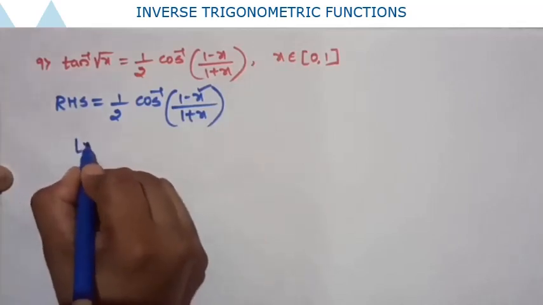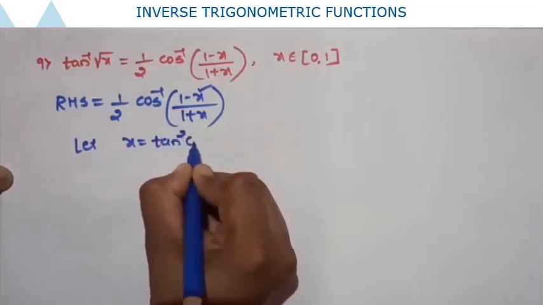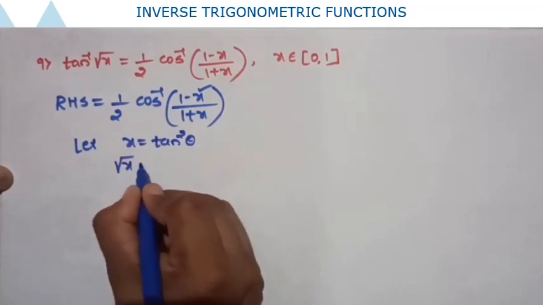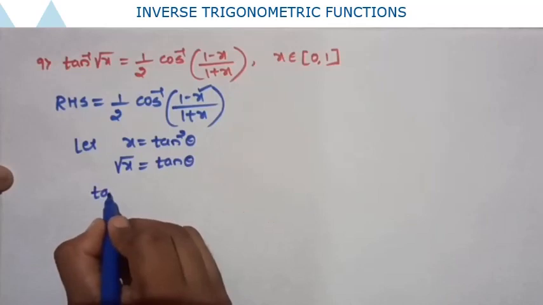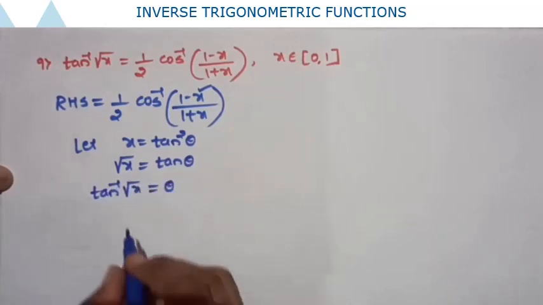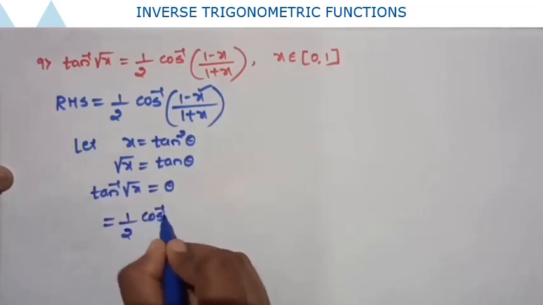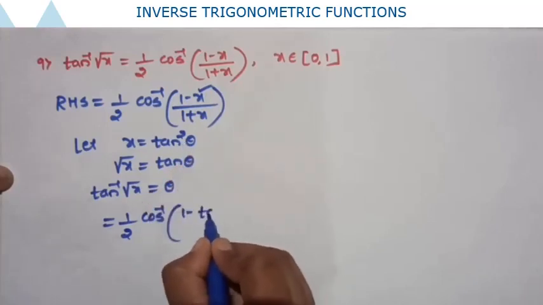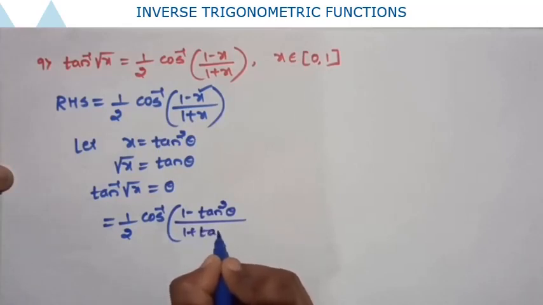Okay, so let me consider x equals tan square theta. Taking square root on both sides, we get root x equals tan theta. If root x is tan theta, therefore tan inverse root x becomes theta. Therefore the RHS becomes 1 by 2 into cos inverse of (1 minus x) by (1 plus x). What is x here? x is tan square theta, so it is (1 minus tan square theta) divided by (1 plus tan square theta).